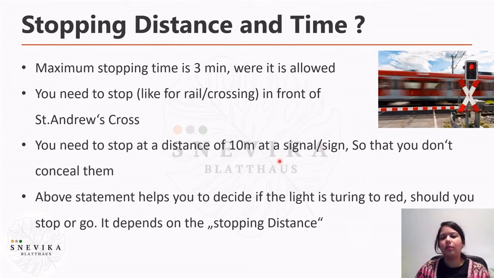Even if you know this 10 meters, there are a few questions like if the light is turning from green to red, should you stop or should you go? Then you have to calculate your stopping distance and see if you can stop before 10 meters. If you're already driving at 50 kilometers per hour, then you cannot stop before 10 meters if you are near the traffic sign. So you have to calculate the stopping distance, and then you can decide whether to stop or to go. So this is about the stopping distance.